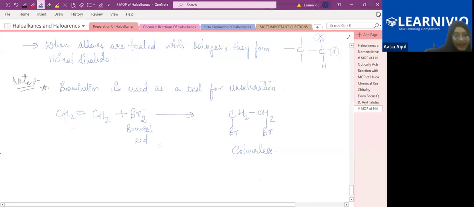After this, you can add one point over here: alkenes decolorize bromine water, which shows the unsaturation.